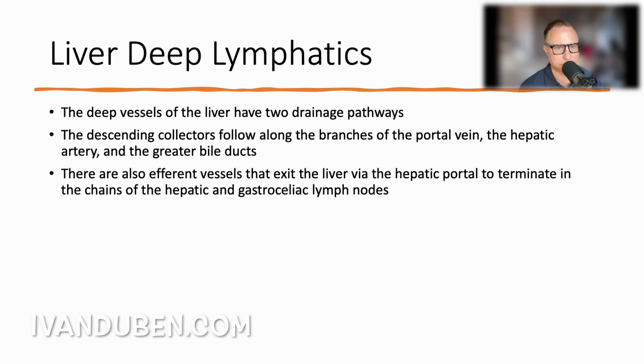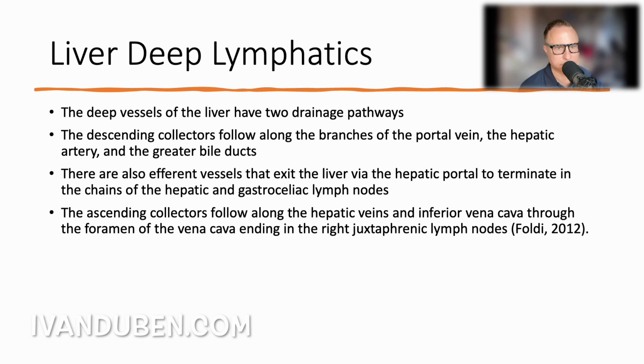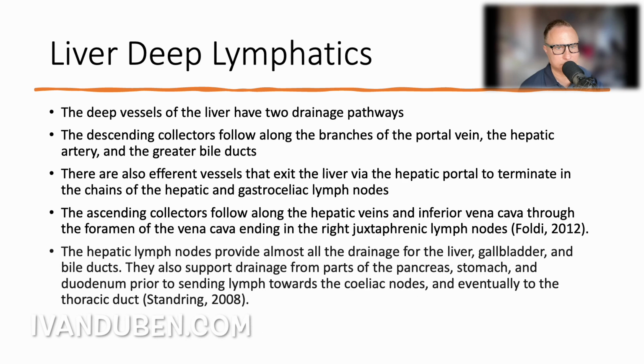There are also efferent vessels that exit the liver via the hepatic portal to terminate in the chains of the hepatic and gastroceliac lymph nodes. The ascending collectors follow along the hepatic veins and inferior vena cava through the foramen of the vena cava, ending in the right juxtaphrenic lymph nodes. The hepatic lymph nodes provide almost all the drainage for the liver, gallbladder, and bile ducts. They also support drainage from parts of the pancreas, stomach, and duodenum prior to sending lymph towards the celiac nodes and eventually to the thoracic duct.